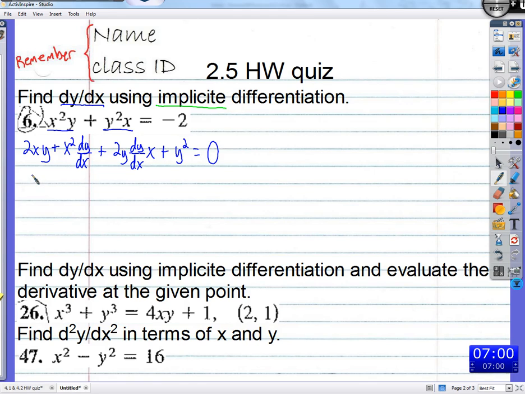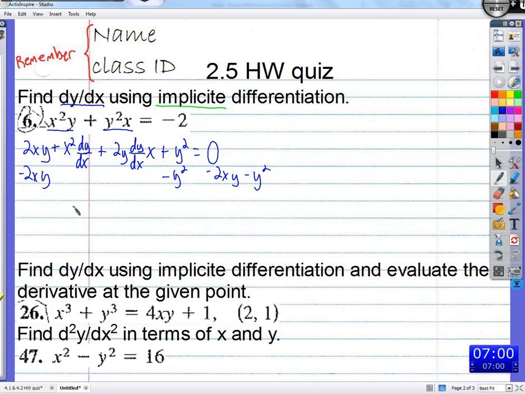Okay. So, now what are we trying to do now? You can subtract. You're trying to get the dy dx all by itself. Yes. So there's a term that doesn't have a dy dx in it. We don't really care to have that on the same side as dy dx. Yeah? So subtract the 2xy. Good. And the y squared. From both sides? Yeah.